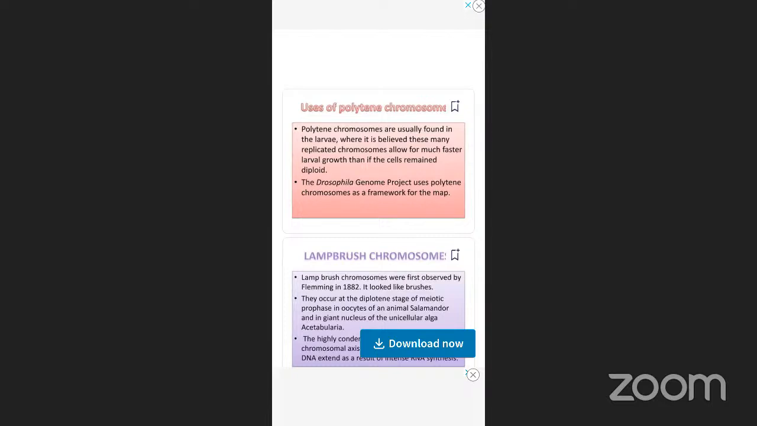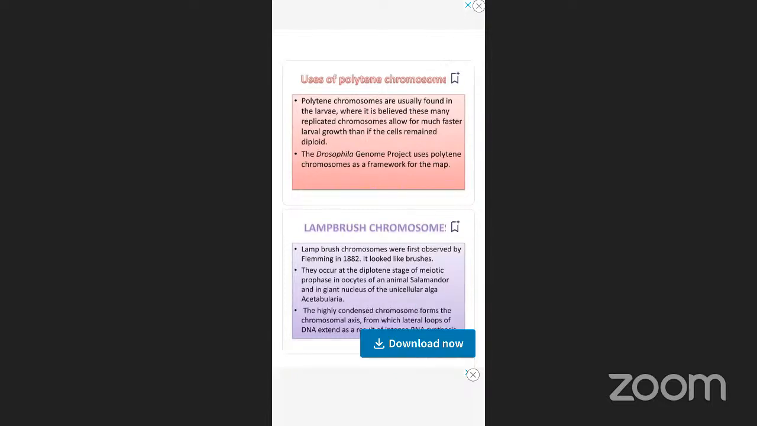These chromosomes are seen during the prolonged diplotene stage of meiotic prophase in these cells and may sometimes attain a length of up to 1 mm, as in urodele amphibians. Lampbrush chromosomes were first observed by Flemming in 1882. They look like brush-like structures.